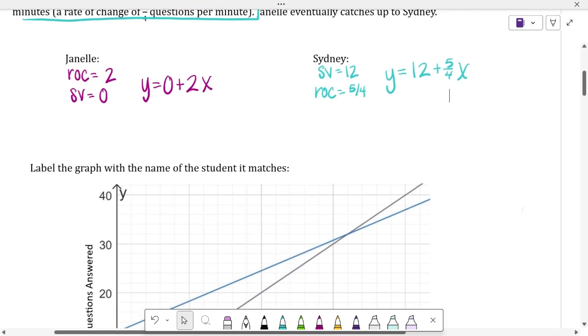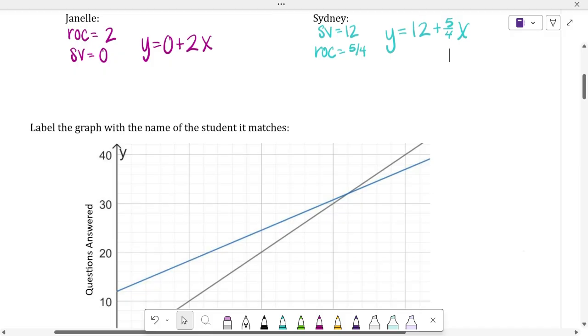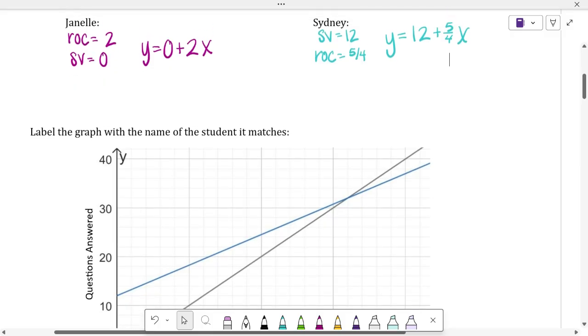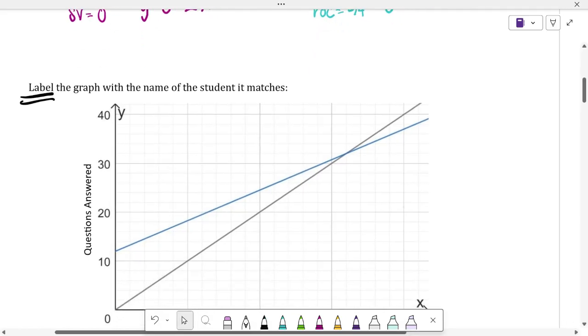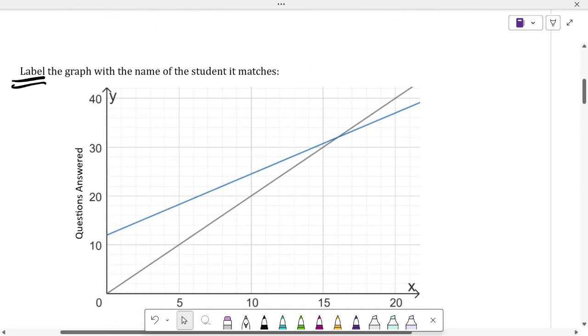Sometimes the Regents exam has you write the equations and then graph them. To save time today, I've graphed them for us, but they're missing the labels. So we want to label each graph, and what we're going to focus on is our starting values.